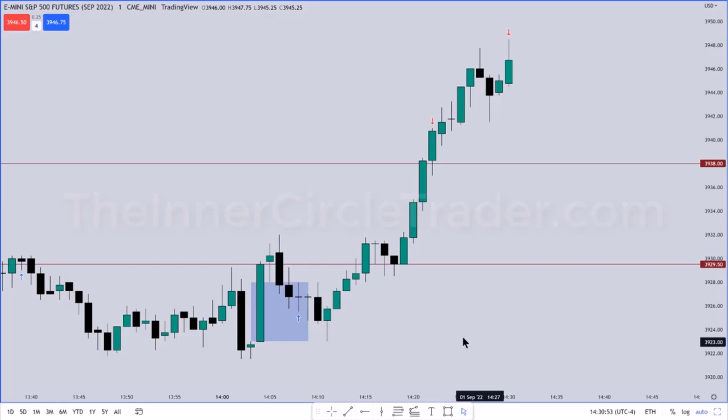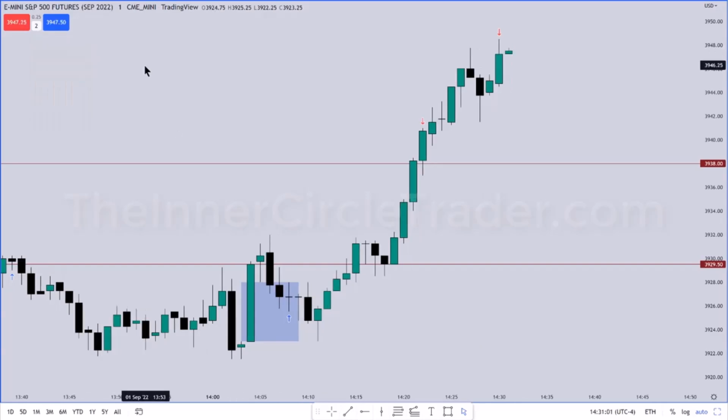Okay, and we're going to wait and see if we can get a run above that 39.50 level. I have 2 on still. We'll see if we can get a nice little pop in here above that 39.50 level.